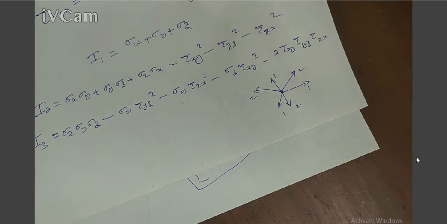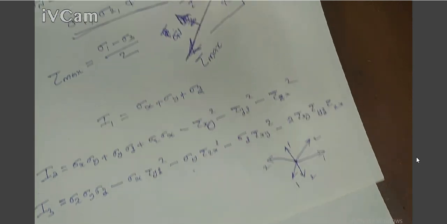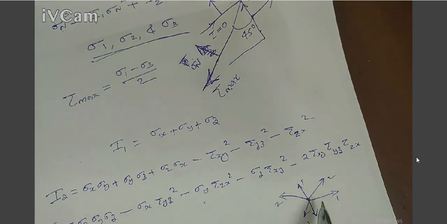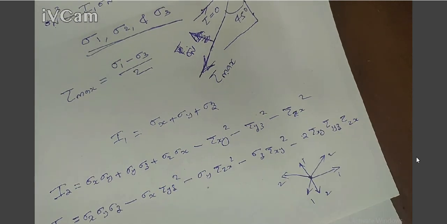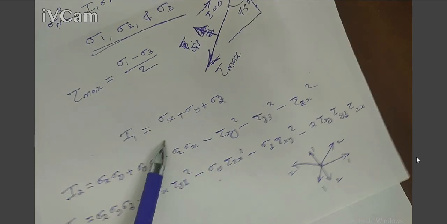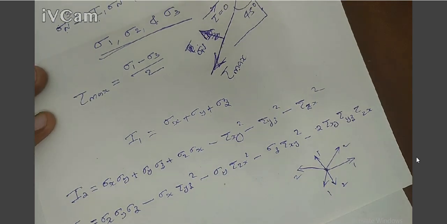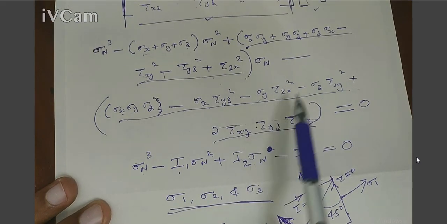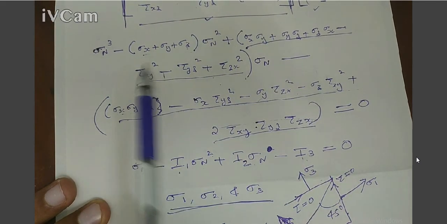unchanged. Because if we change the direction of axis or orientation of axis, the principal stress on this point will not change, because there is only one principal stress value for a particular point. Okay, by changing the position of this axis or the orientation of the axis, the principal stress values will not vary, or we can say the stress invariant will not vary. Because here in this we can see the only factor which affects the sigma n is the stress invariant.